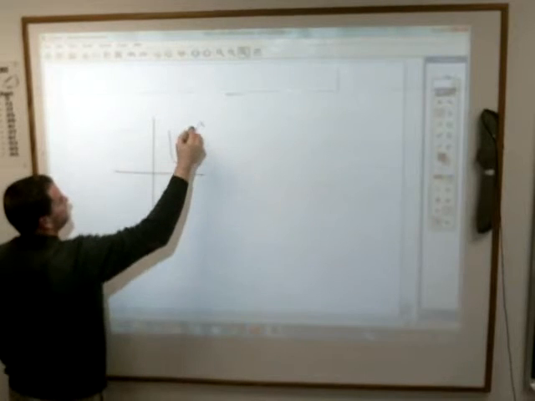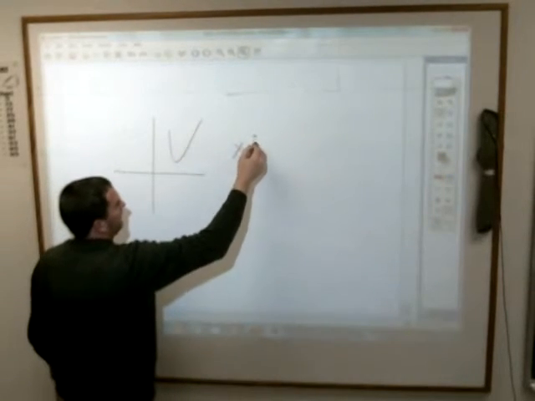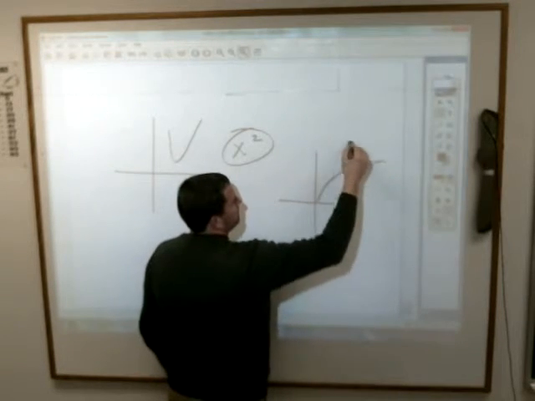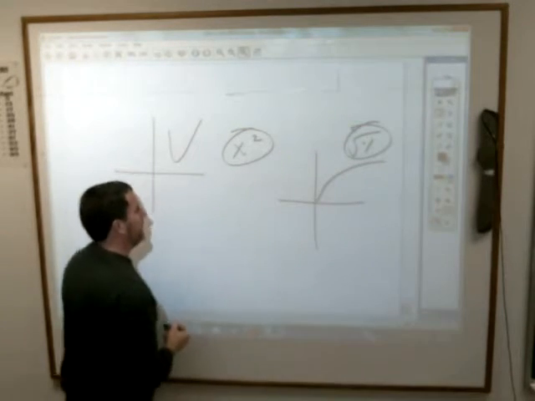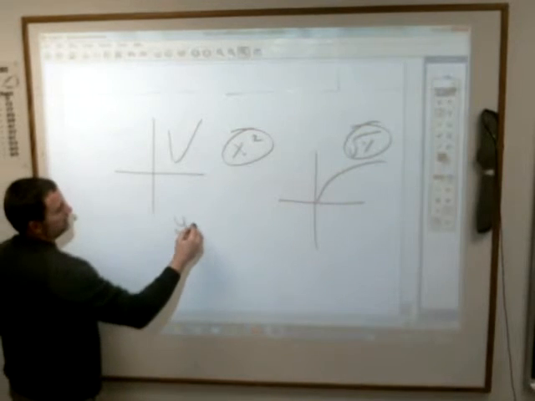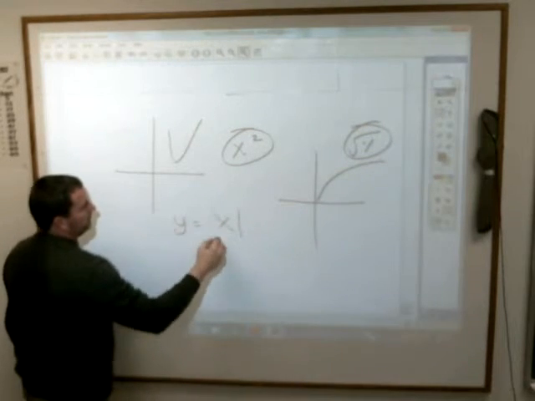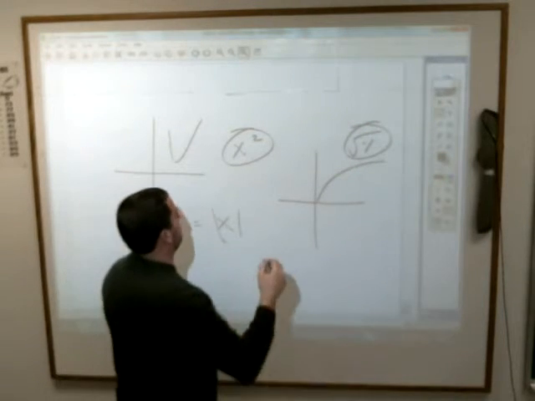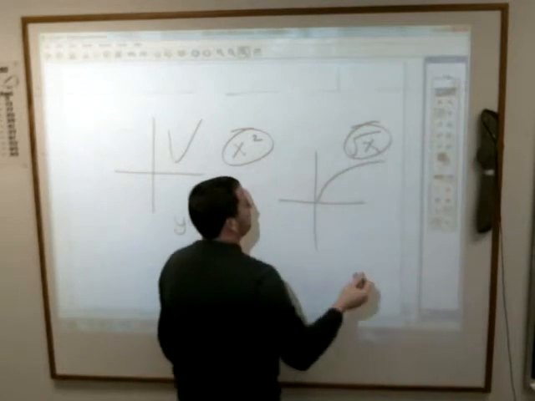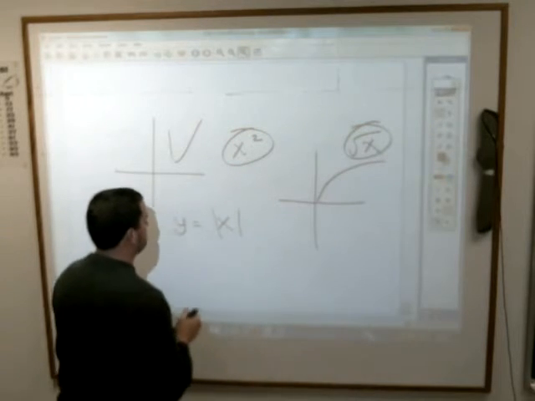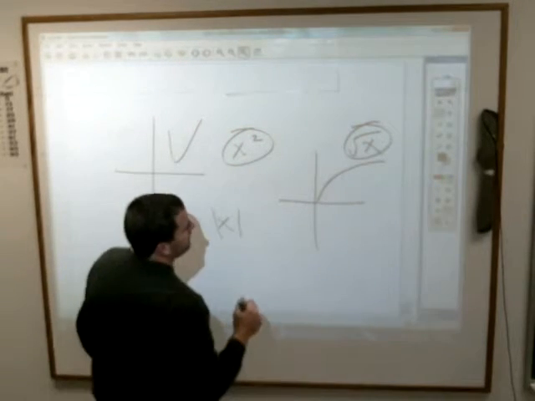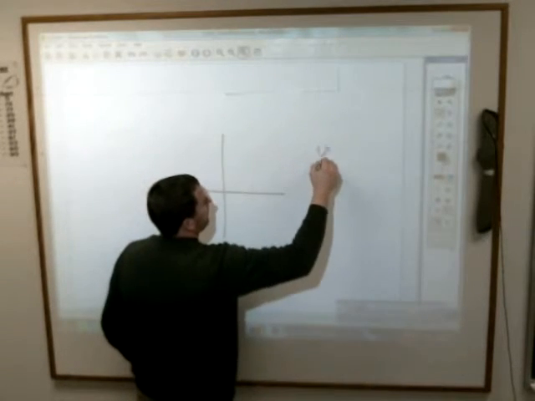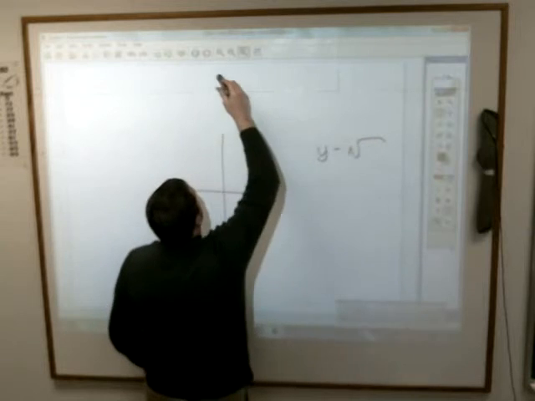All right, so what do we have so far? You've got this thing, which is the x squared. You've got this thing, which is the square root of x. And now we're going to do this thing here, which is the absolute value of x. Anybody speculate as to what the absolute value of x is? What do you think the graph of that will look like? Nobody cares to speculate? Y equals the absolute value of x.